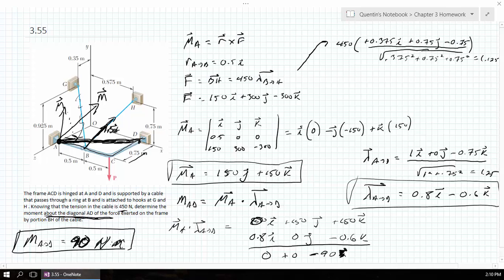So the key here is this. You could do it with a triple product. If you think about it, all a triple product is doing is replacing these right here with this: 0.8 and 0 and minus 0.6. And so mathematically it's the exact same thing. It works out to be exactly the same. I just like thinking about it this way, that you're finding a moment vector and then you're saying how much of that vector is in some given direction.